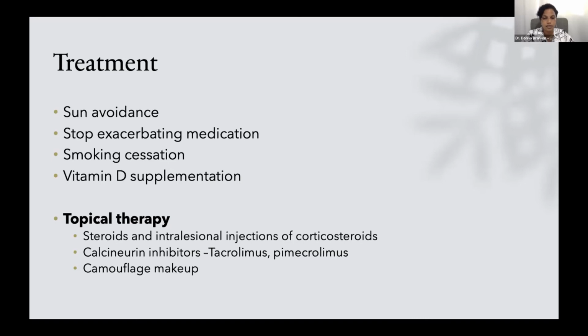Calcineurin inhibitors such as tacrolimus ointment are extremely helpful, especially on the face, around the eyes. Remember, you don't want to be putting a steroid on the face, especially around the eyes, for too long, as this increases risk of cataracts and glaucoma. Patients can be advised regarding camouflage makeup, and hair prosthesis can also be advised.